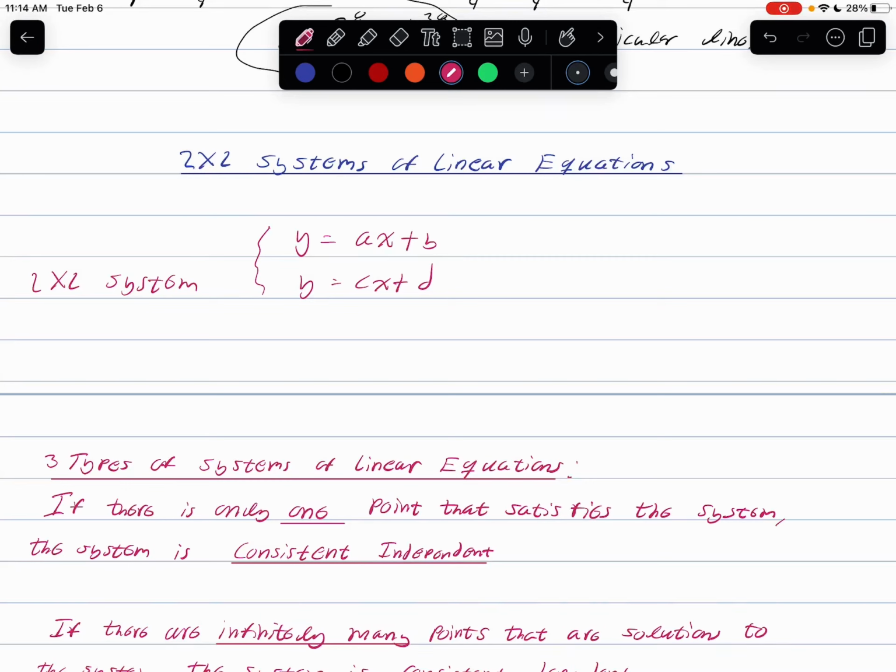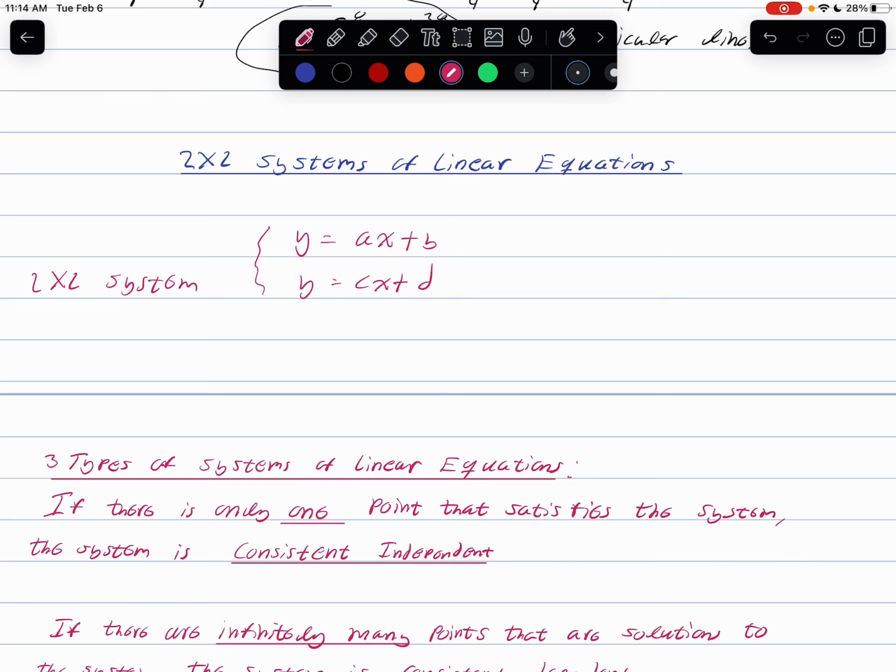This week we are primarily going to be focusing on systems of linear equations. First we're going to be focusing on 2 by 2 systems of linear equations. A 2 by 2 system of linear equations is exactly what it sounds like. It's two equations that are a part of some system that have some kind of relationship to one another.